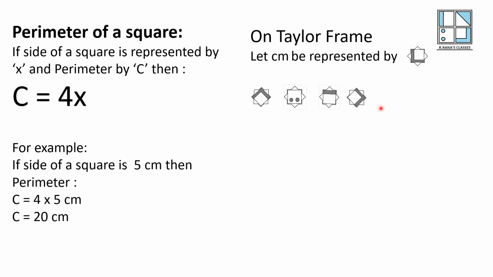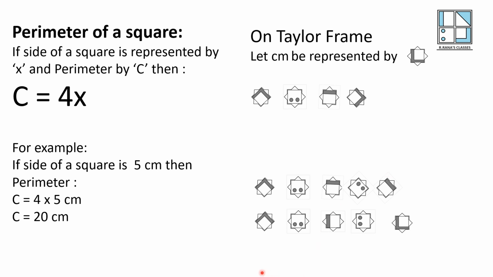So you can see very clearly. If the side of the square is 5 centimeter, then perimeter C is equal to 4 into 5, which is equal to 20. So it is 20 centimeter. Units of perimeter are centimeter or meter or kilometer, but not squared. Unit of area is squared. Okay.